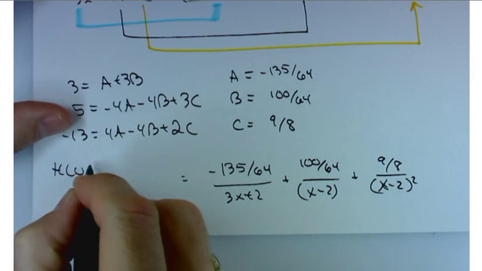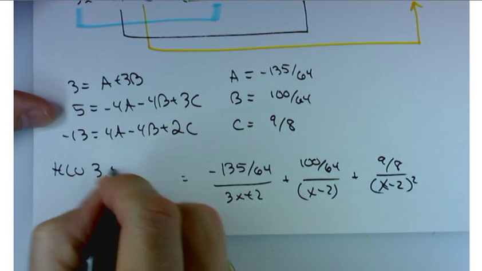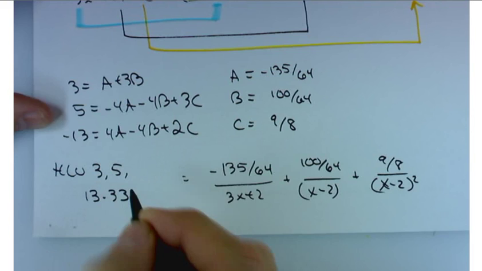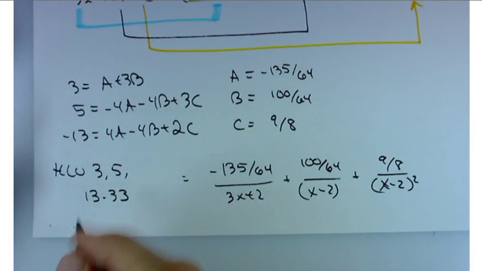For homework, try 3, 5, and 13 through 33. That's section 10.7.